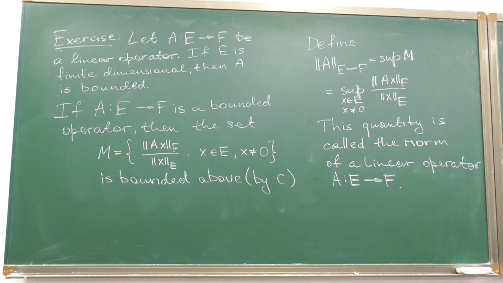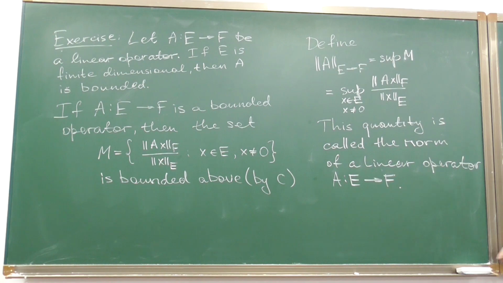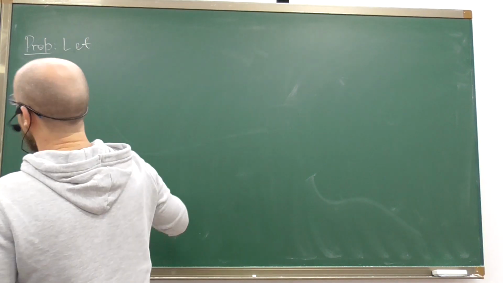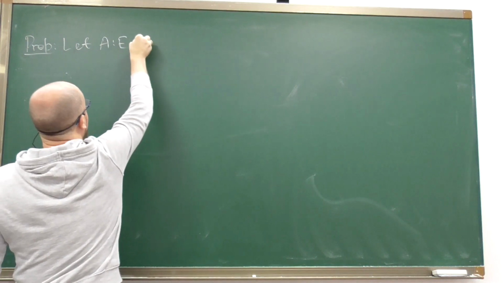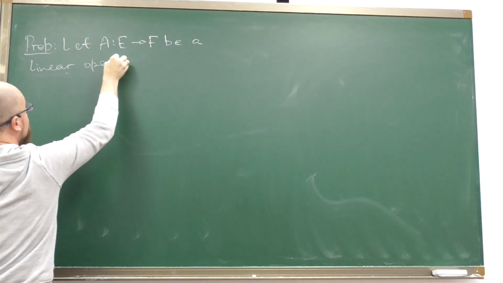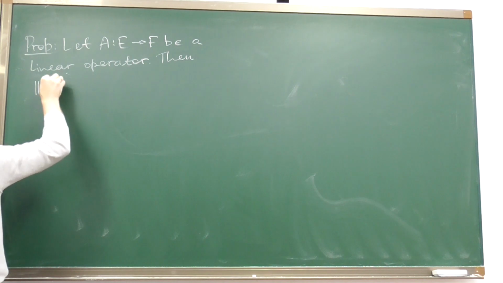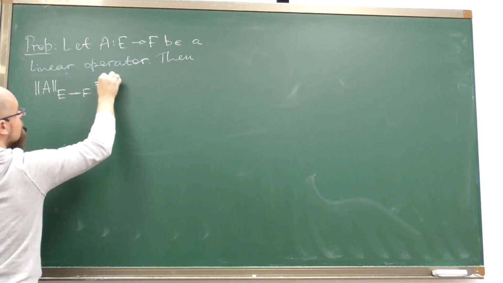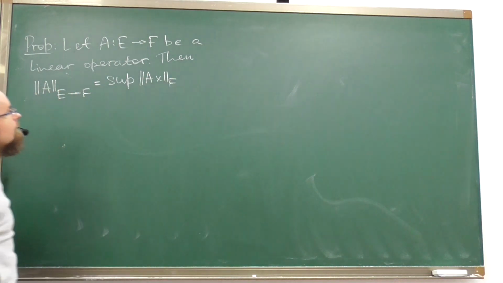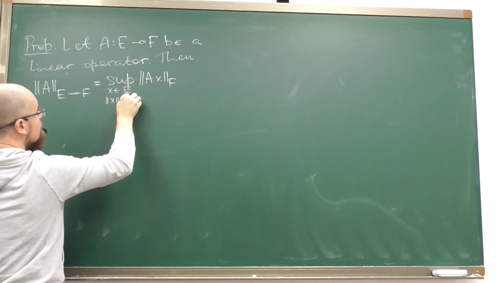Okay, let us now prove a proposition which provides various different formulas to compute the norm of a linear operator. Proposition. Let A be a linear operator. Then the norm of A can also be calculated as a supremum of the norm of Ax in F over all x's from E such that the norm of x is less than or equal to 1.